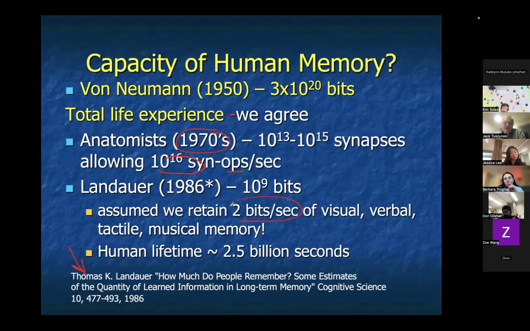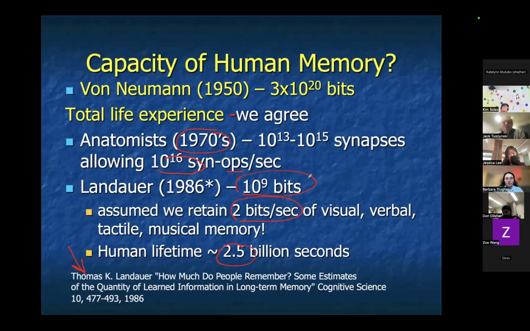that we retain only 2 bits per second of visual, verbal, tactile, musical memory, which I think is really ridiculously small, which would end up with something like a gigabyte or gigabit of memory, that is even less than an old memory stick, somewhat depressingly. Yeah, so that's the calculation: 2 bits per second, and a human lifetime in seconds is 2.5 billion, so something on this order.